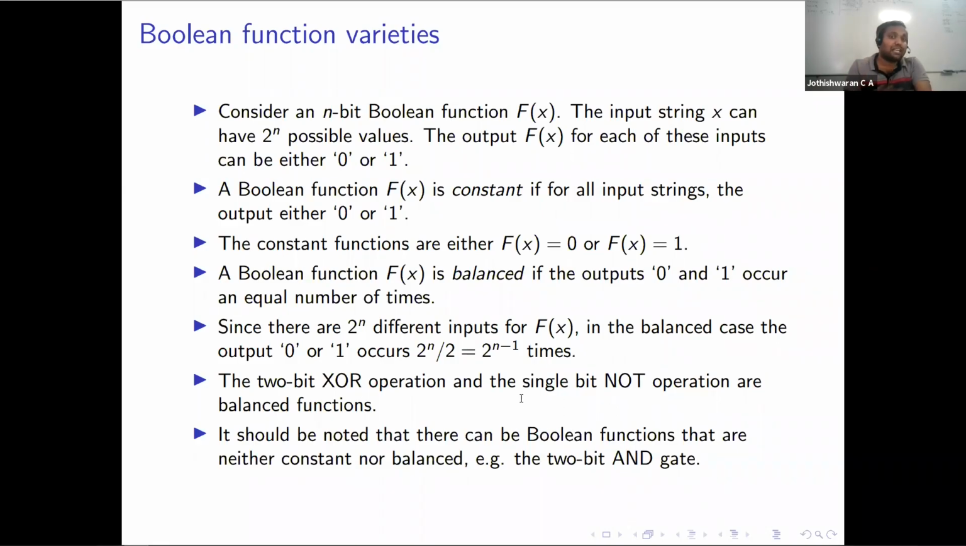However, it should be noted that all Boolean functions cannot be classified into these 2 types only. There can be functions that are neither constant nor balanced. In fact, as we look at larger and larger Boolean functions where this n keeps growing, these functions become more and more common. A simple example for a function that is neither balanced nor constant is the 2-bit AND gate, where the outputs are 0, 0, 0, and 1. In that case, of course, 0 occurs thrice and 1 occurs just 1 time. Therefore, it is not constant, and since the number of times it occurs is not equal, it is not balanced.